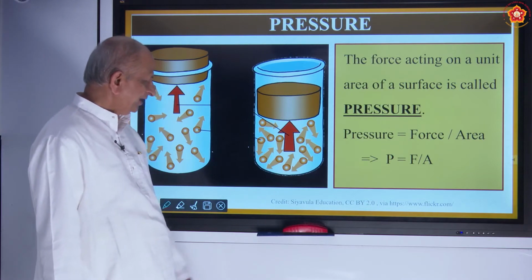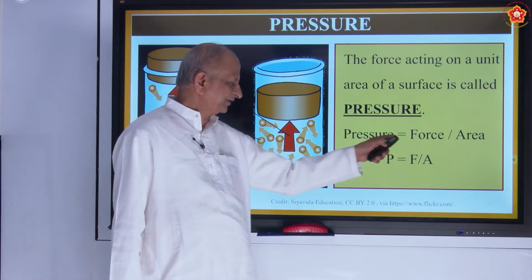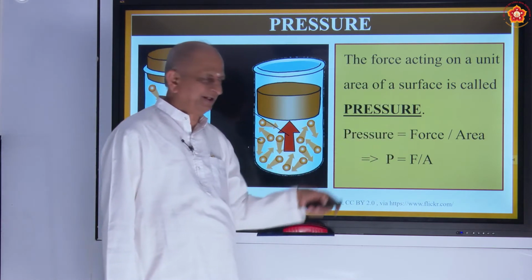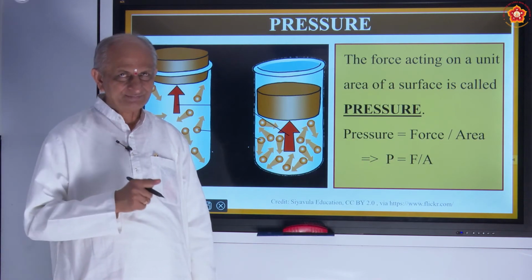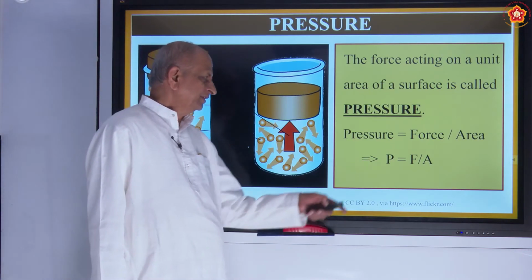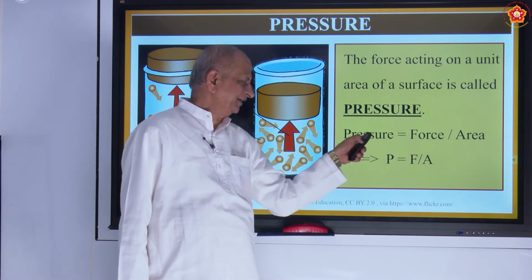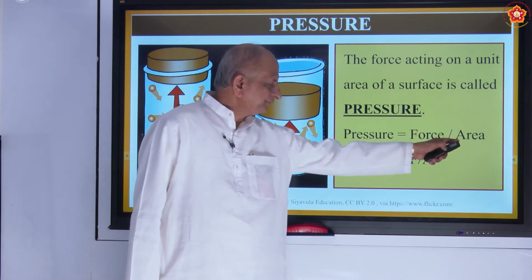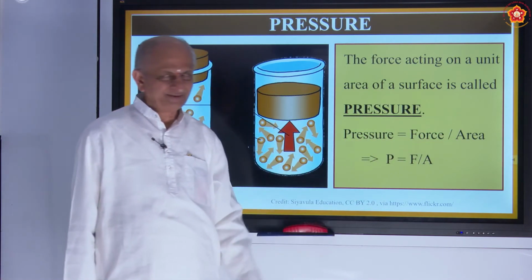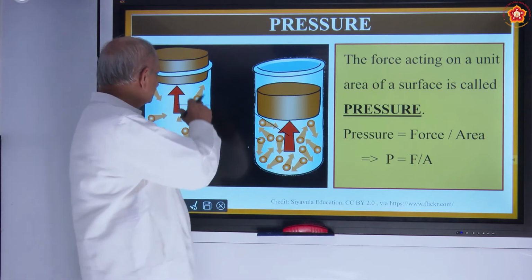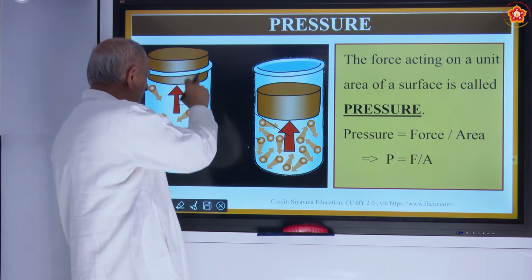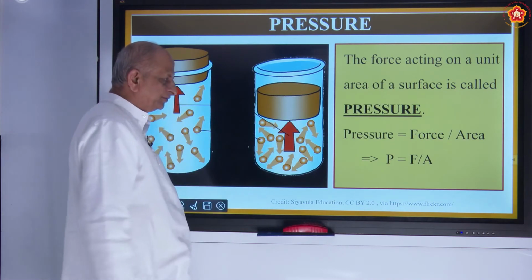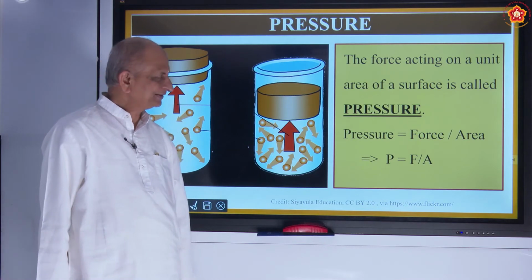Okay. So, here as the force increases, pressure also increases. As the force decreases, pressure also decreases. What about area? If area decreases, pressure increases. Inverse proportion. If area decreases, pressure increases. See, here there is more area, so the molecules are free to move. Here the area is reduced, so pressure is increased. Correct?